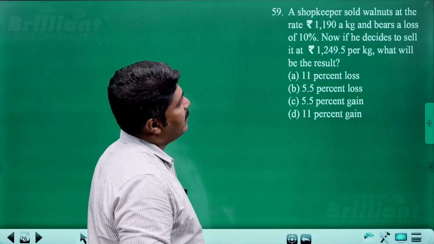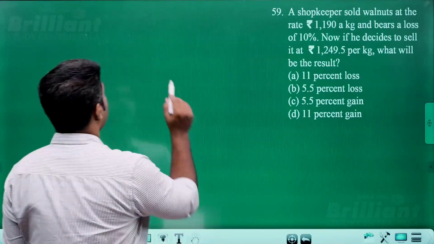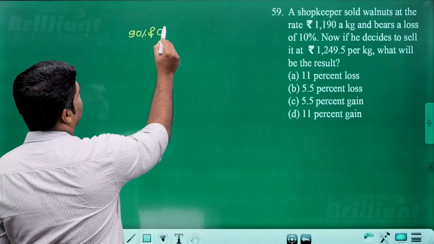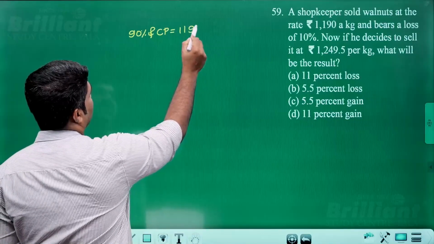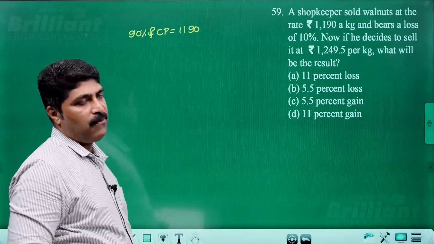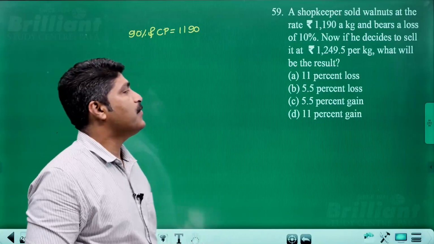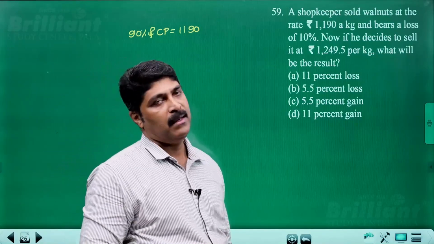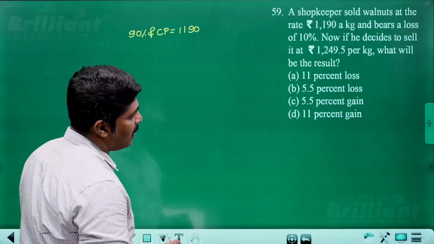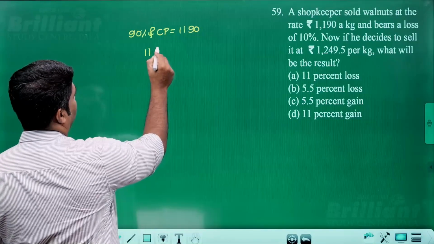Here it is given that he sold it at 1190, so it made a loss of 10%. Therefore, you can consider 90% of the cost price is 1190. Got it? So 90% of the cost price is 1190. That's the logic if there is a loss of 10%. Then he decides to sell it at 1249.5. So we have to find out what percentage of the cost price that is. Clear? So we can write this step in this way.